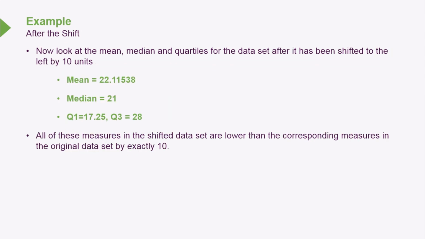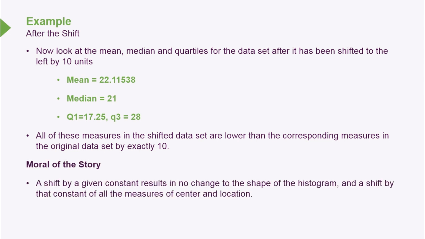After the shift, we would find that the mean is 22.115, the median is 21, and the quartiles are 17.25 and 28. All of these measures in our shifted data set are lower than the corresponding measure in the original data set by exactly 10. And that's exactly what happens anytime we shift a data set. So what's the moral of the story? Well, the big picture is that if we shift the data set by a given constant, this results in no change whatsoever to the shape of the histogram. However, all the measures of center and location will be shifted by that same constant.